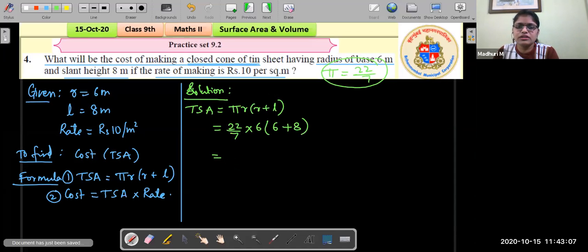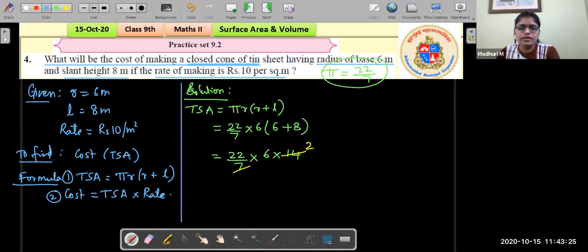Okay, this is easy calculation. Fine, students. So that would be 22 over 7. As per the BODMAS rule, we need to solve the brackets first. So that would be 6 plus 8, that would be 14, right, students? And then simple calculation, 7 times 2 is 14. So what are we left with? We are left with 22 times 6 times 2. Just calculating, that would be equal to 264 meter squared. Yes. So we have got the TSA, right?